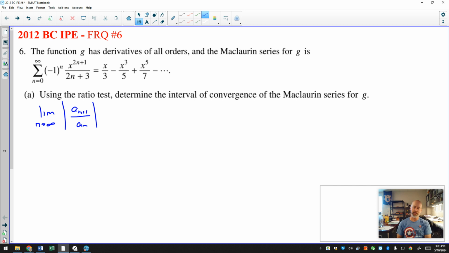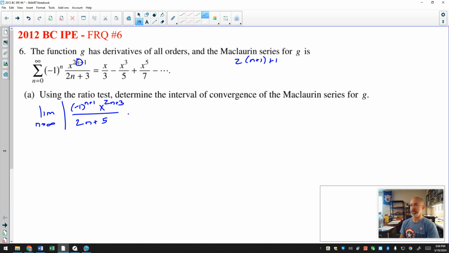There's your general setup. You don't need to write that general formula. What I'll usually do is jump straight to the n plus first term. I'm going to stick that -1 to the n in the numerator with x to the 2n minus 1. So my n plus first term is -1 to the n plus 1, and if I plug n plus 1 in for n right there, that'll be 2 times n plus 1, which ends up being x to the 2n plus 3, all over 2 times the quantity n plus 1, which is 2n plus 2, plus the other 3 that's over there, so 2n plus 5.